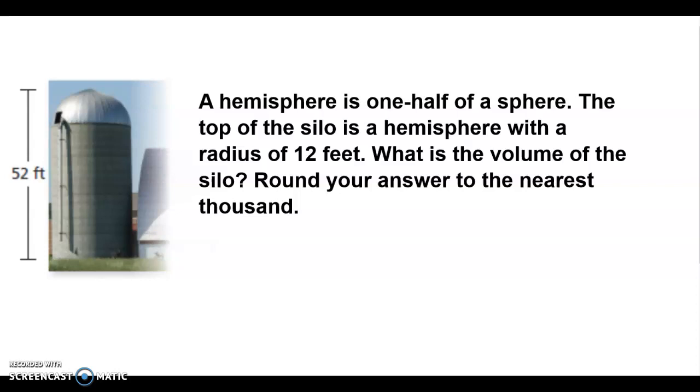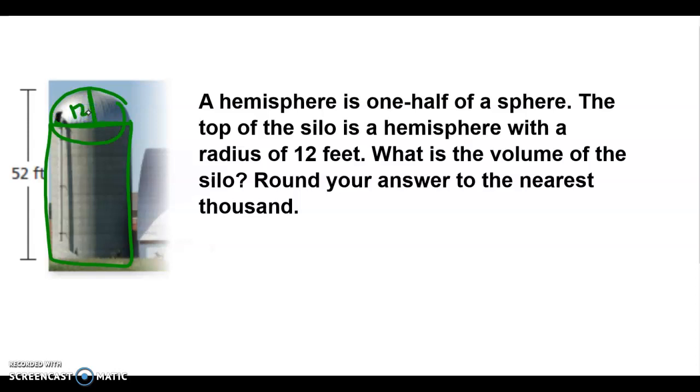Okay, so we are going to start in your note packet. It says volume of composite solids. And we're starting with this silo here. The silo actually has two different shapes. It's got a cylinder that is right here, and then it's got a hemisphere. Now, a hemisphere is a whole sphere, but it's just divided by two. So it tells me that the radius is 12.